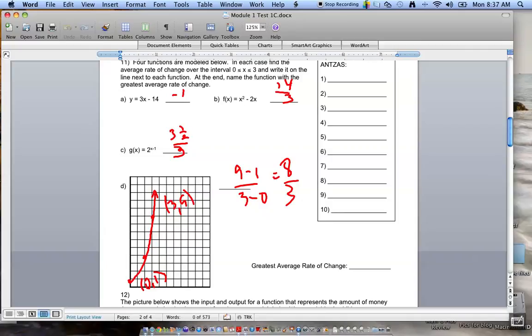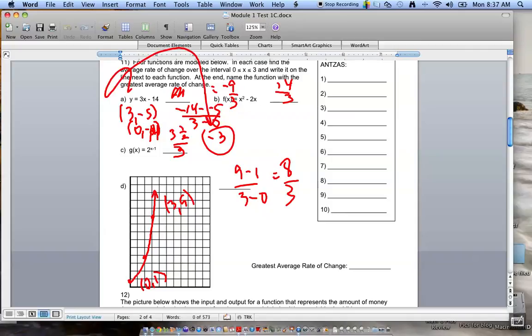We have A is y equals 3x minus 14. The points I get are 3, -5, and 0, -2. No. Why did I get that? Should be -14. I think I couldn't read my handwriting. So scratch this for a second here. -14 minus -5 over 3 minus 0, which is -9 over 3, which is -3. So A is -3.